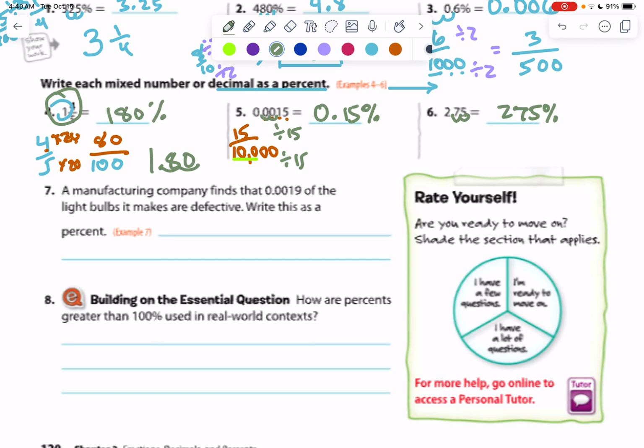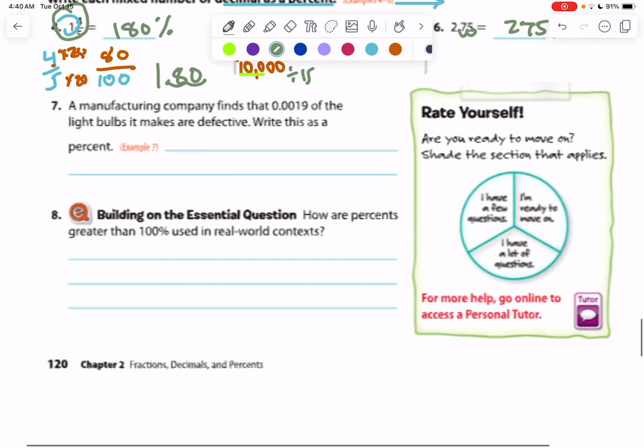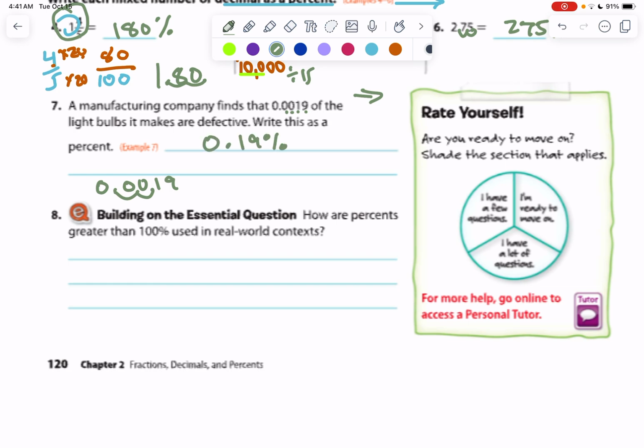180%. All right. A manufacturing company finds that 19 10,000s of the light bulbs it makes are defective. Write this as a percent. So we're going to, let's just go down right here, 0.0019. We're moving to the right. 1, 2. Okay, so this is 0.19%. Well, that doesn't sound like many, but if they're producing millions, maybe it does add up. I really have no idea.